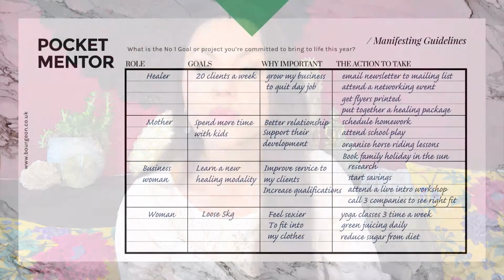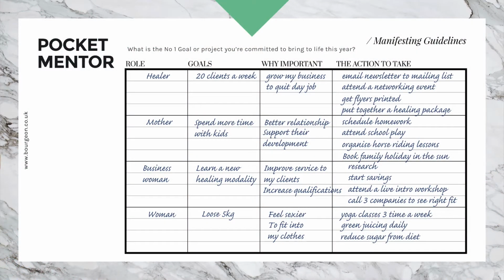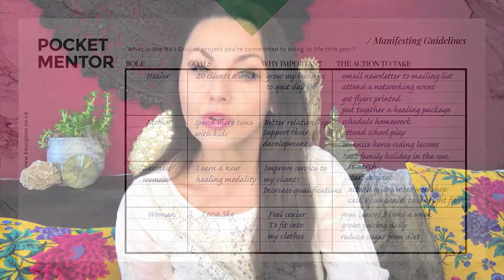Okay, so here are some actions you might like to take. So research, perhaps researching the best teacher, instructor that you would like to learn with, because it's important who you're studying with, because you want to get the best teacher essentially. Okay, perhaps you may want to start a savings account.